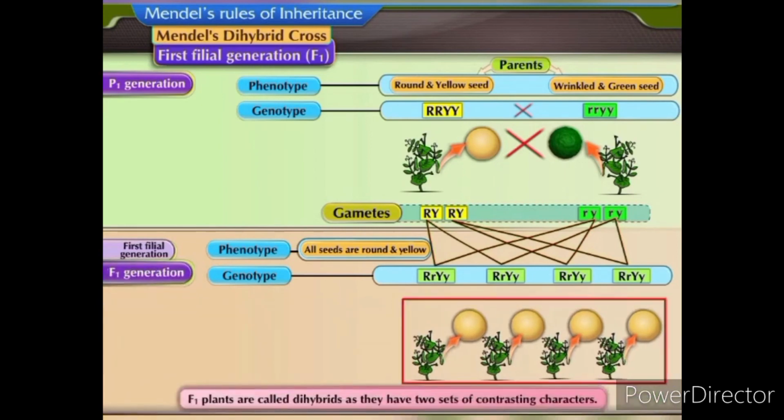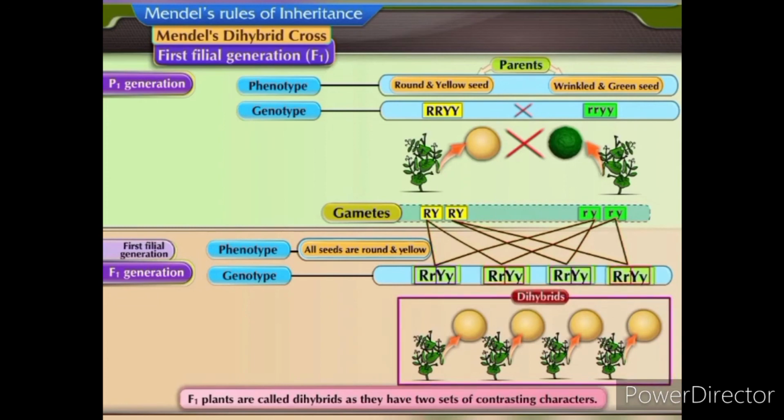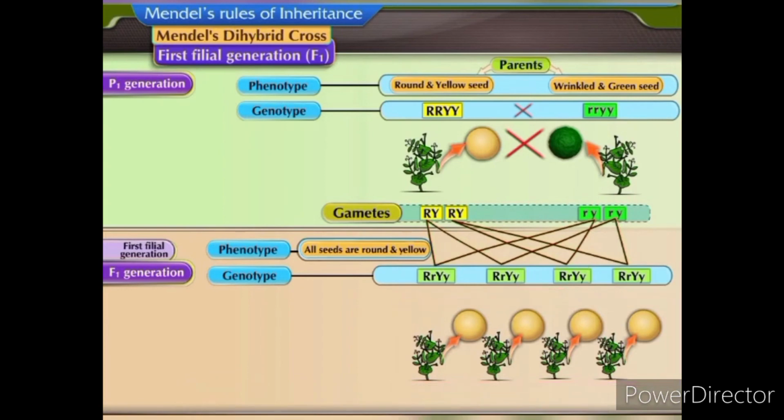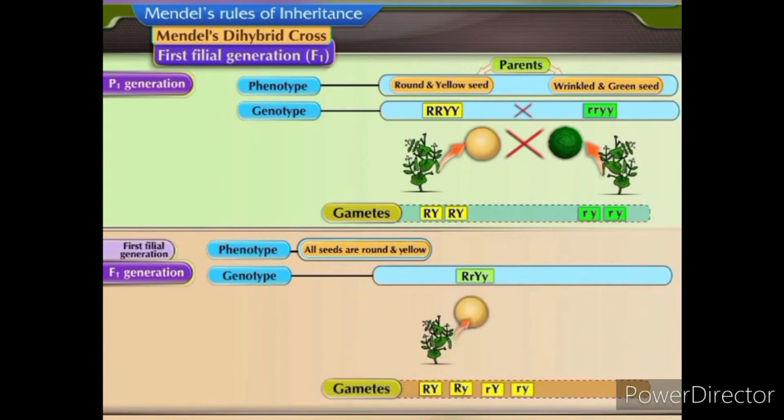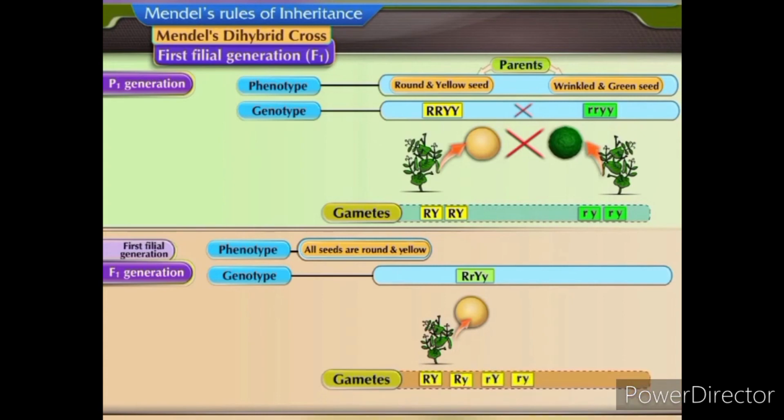All these F1 plants are called dihybrids as they have two sets of contrasting characters and have the genotype RrYy. The F1 plants produced four types of gametes during gamete formation. These are ry, RY, rY, and Ry respectively. On the other hand, parental plants P1 produced only two types of gametes, RY and ry.